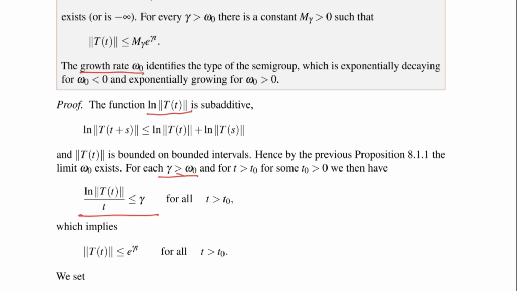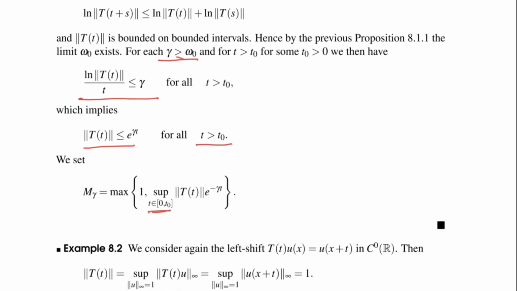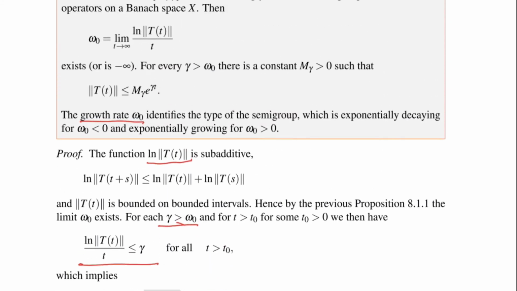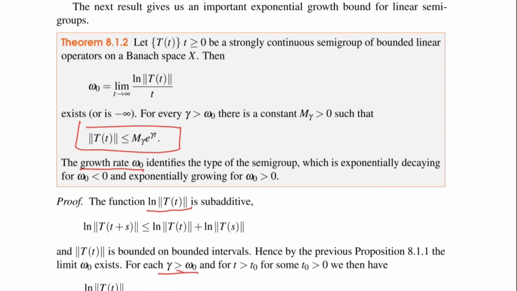Yeah, and so then we just multiply by t, take the logarithm, and so we get this, as long as t is bigger than t0. Now, for smaller times, we just take whatever the maximum value is. We take t from 0 to t0, and then whatever the maximum is, we take this. Or if it happens to be smaller than 1, we take 1. So then this is our constant M gamma, and then we can estimate T of t by M gamma e to the gamma t. Let me go back to the theorem. So then we get this result here. So let me reiterate: if we have a strongly continuous semigroup, then we know already that we have an exponential growth bound for the semigroup.